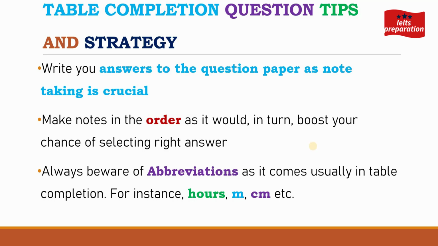One of the crucial points is that you should always be aware of abbreviations, as they usually come in table completion. For instance, hours, meters, centimeters, etc. In your table completion question, you will usually get abbreviations, so try to be aware of them and try to analyze them.